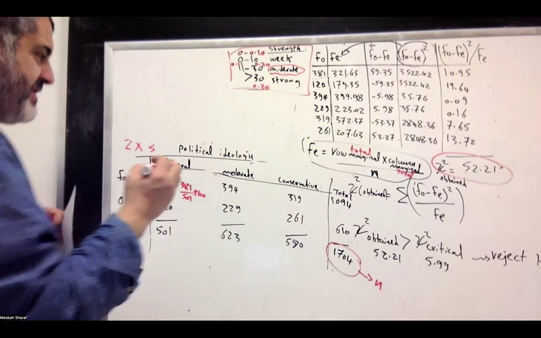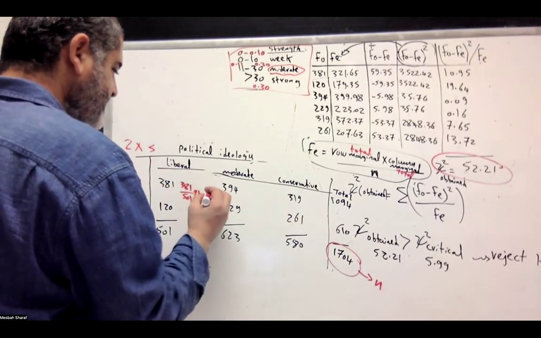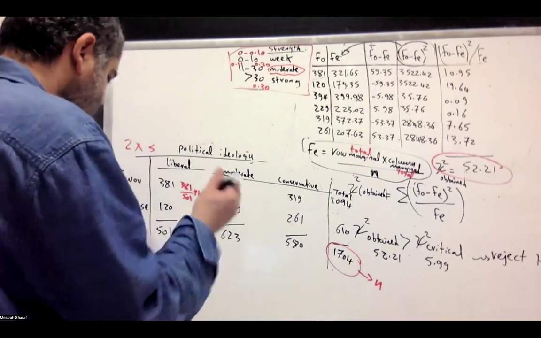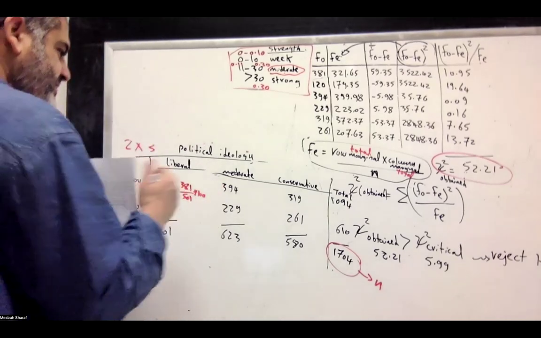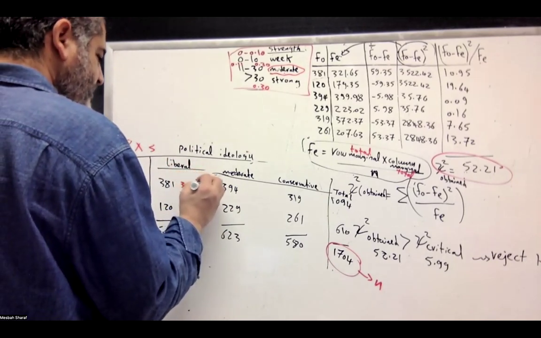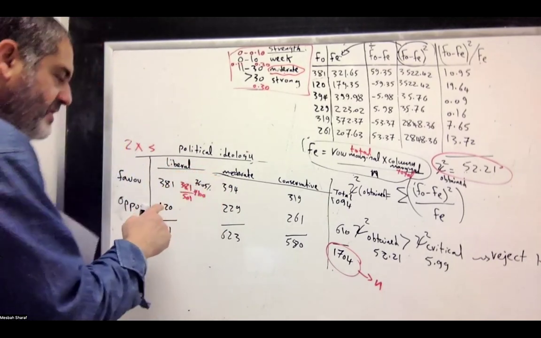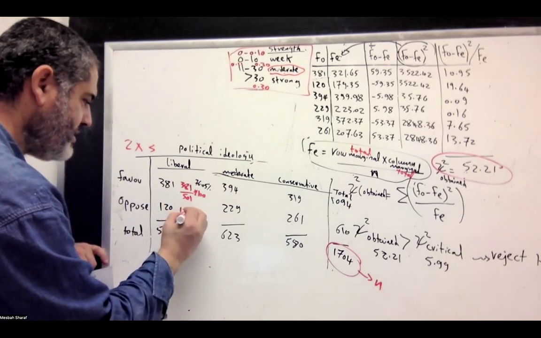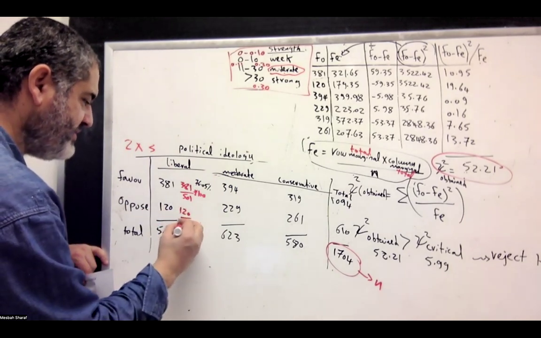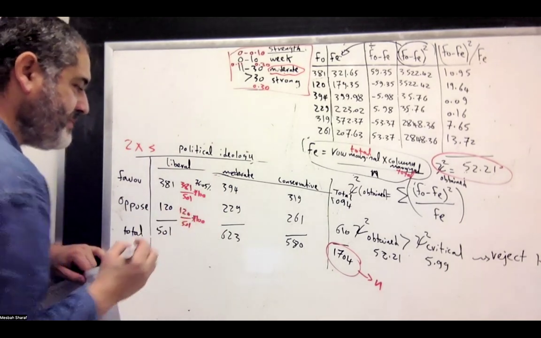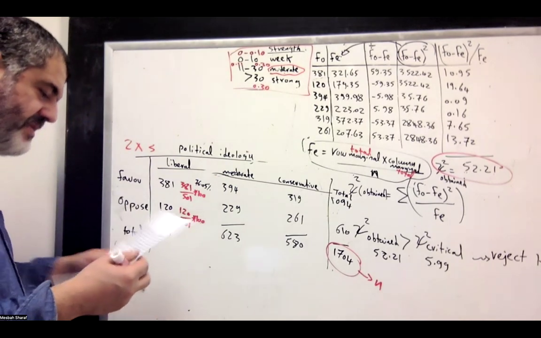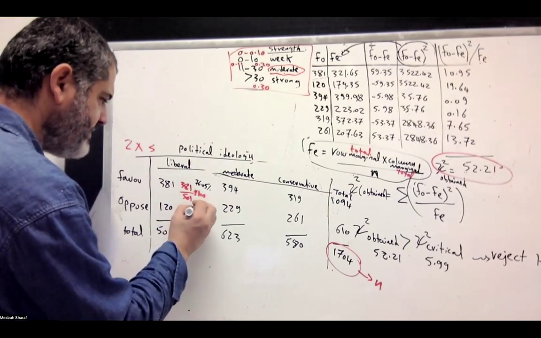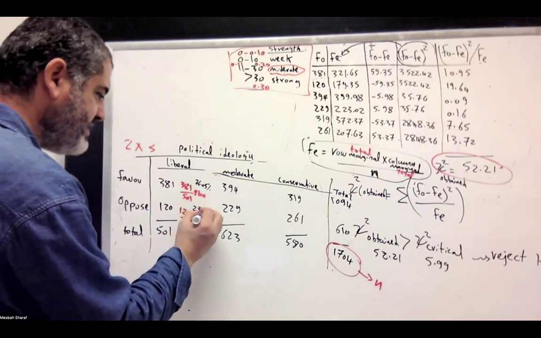And this is going to be 76.05%. Same idea: you get 120, so I'm going to divide that 120 by the 501 and multiply by 100 to get the percentage. That percentage is going to be 23.95%.